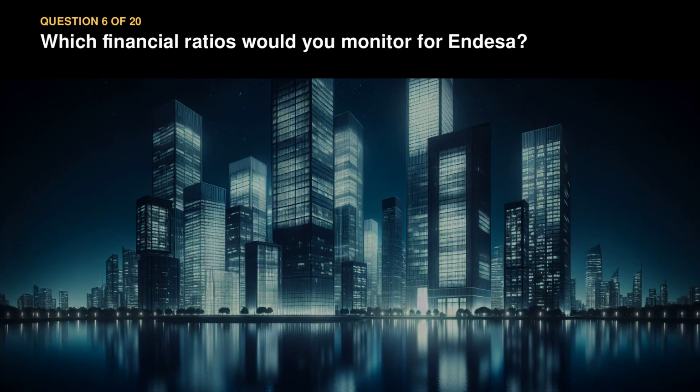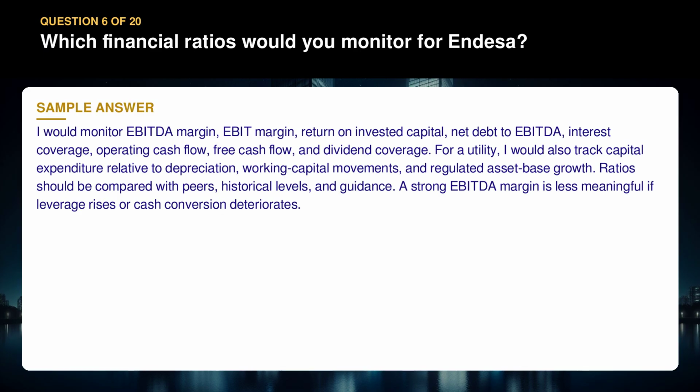Question 6. Which financial ratios would you monitor for Endesa? I would monitor EBITDA margin, EBIT margin, return on invested capital, net debt to EBITDA, interest coverage, operating cash flow, free cash flow, and dividend coverage. For a utility, I would also track capital expenditure relative to depreciation, working capital movements, and regulated asset base growth. Ratios should be compared with peers, historical levels, and guidance. A strong EBITDA margin is less meaningful if leverage rises or cash conversion deteriorates.